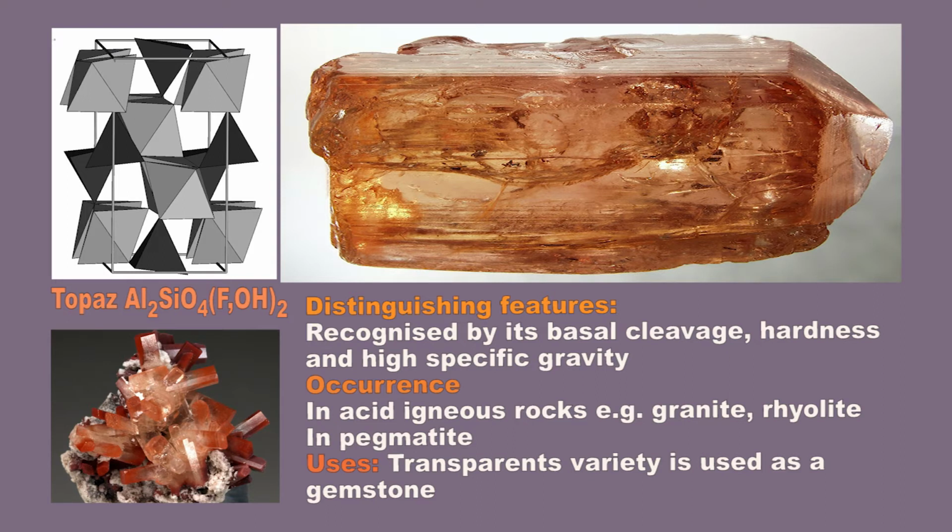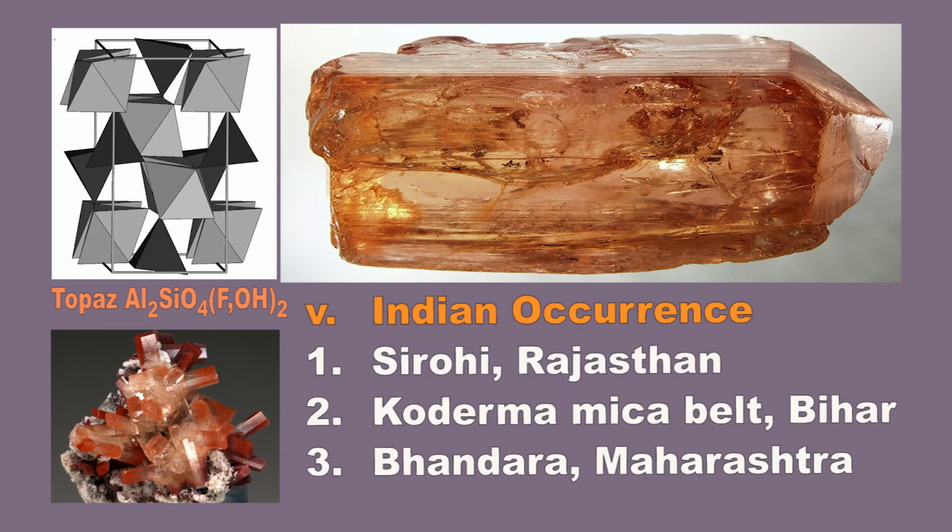Occurrences: in acid igneous rocks, for example granite or rhyolite, and in pegmatites. Uses: the transparent variety is used as a gemstone. Indian occurrences: Sirohi district of Rajasthan, Kodarma mica belts of Bihar, Bhandara district of Maharashtra.